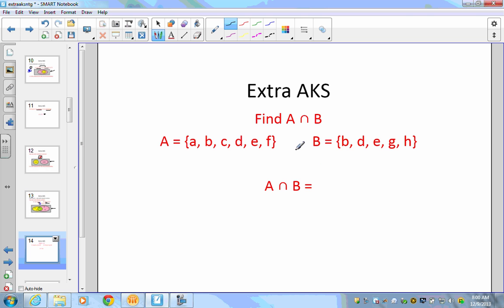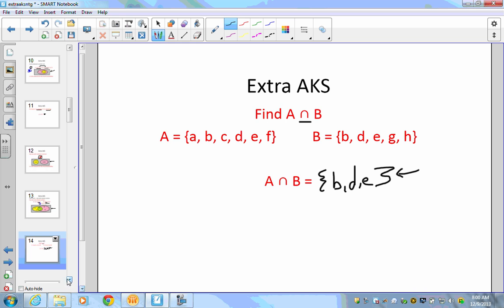Let's do a quick example. Find the intersection of set A and B. In set A, I have A, B, C, D, E, F. In set B, I have B, D, E, G. So I would say my intersection would be B, D, and E, because those are my shared elements. And of course, this is my little bracket sign. I'm writing with my mouse here, so it may look a little weird.